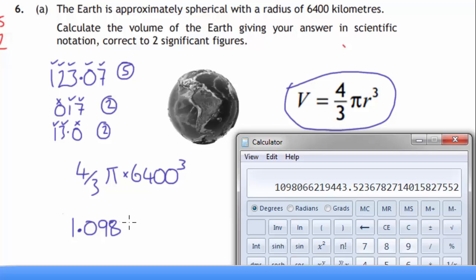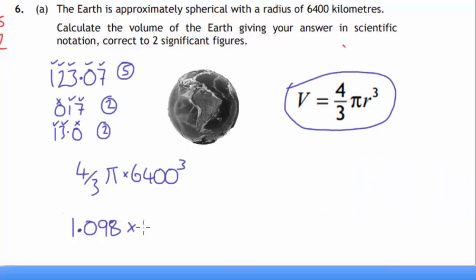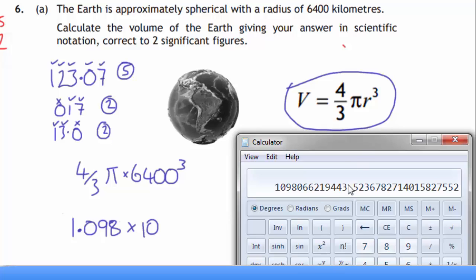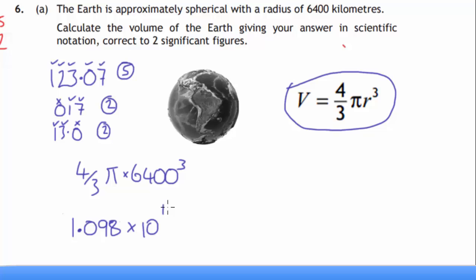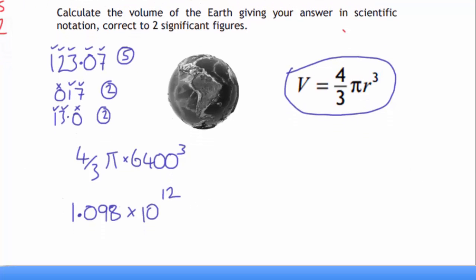Now, I've written it this way because we're going to use scientific notation. If I think about it, I've moved the point how many places? 1, 2, 3, 4, 5, 6, 7, 8, 9, 10, 11, 12. So I've moved the point 12 places. So I can now write it here.